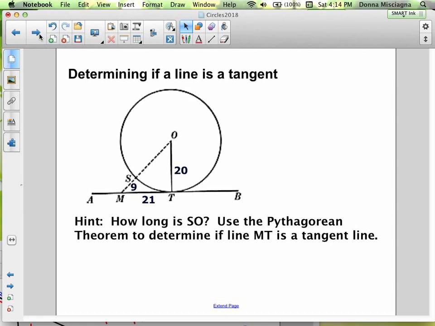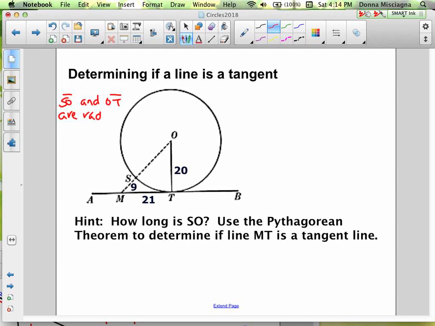Use the Pythagorean theorem to determine if MT is a tangent line, because we can figure out SO without MT being a tangent line. If you notice, look carefully, what's SO? So SO and OT are radii, and this one may or may not be.